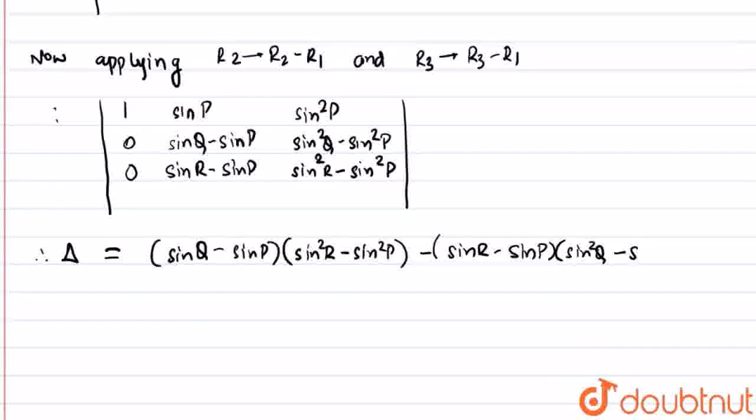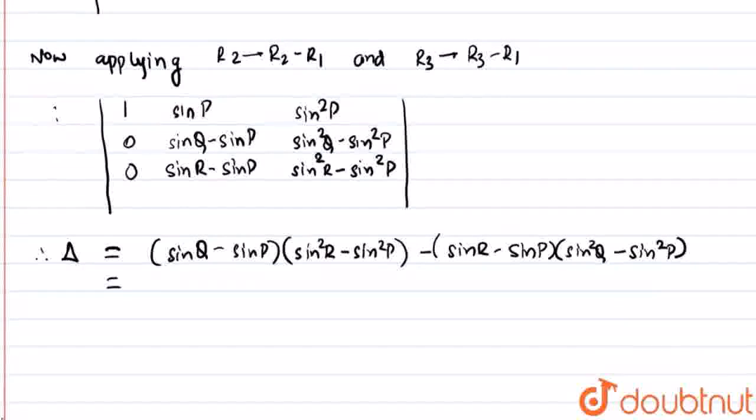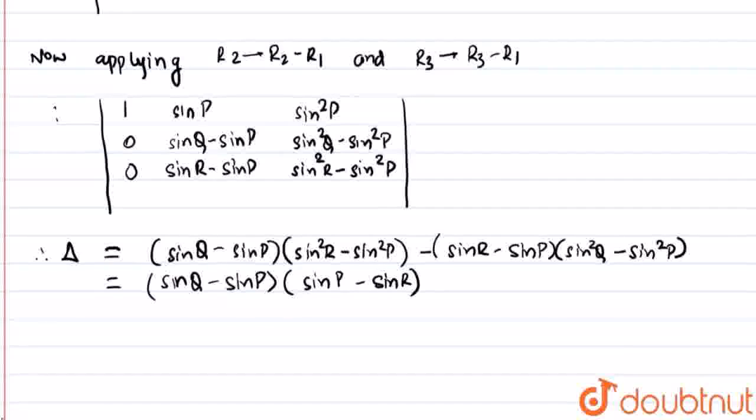So on opening those brackets we obtain a specific solution, that is sin Q minus sin P into sin P minus sin R into sin R minus sin Q.